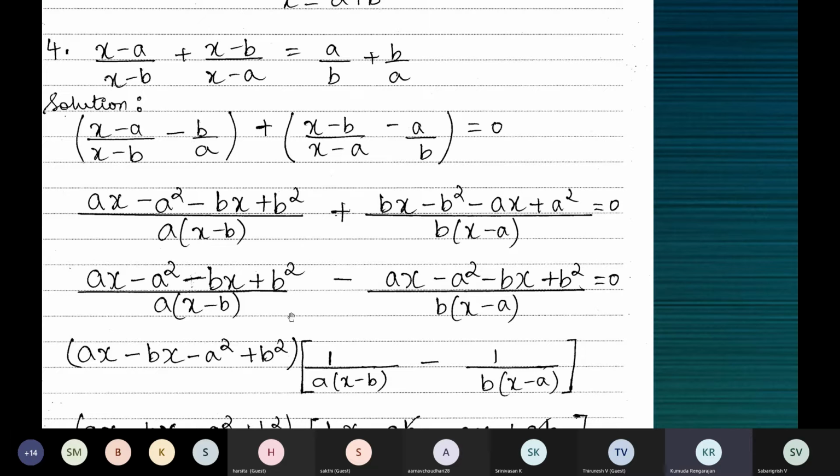Same thing you see here. This numerator and this numerator are the same, so bring it out. That's common. Write it here, open a bracket: 1 by a into x minus b, minus, because this is outside common, 1 by b into x minus a, is equal to 0. I've forgotten to write, is equal to 0, children, here.